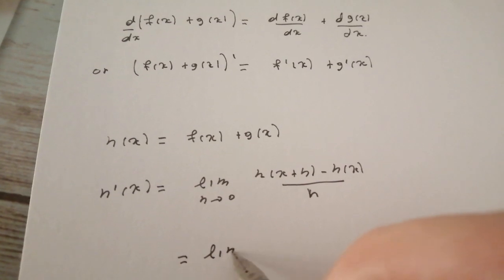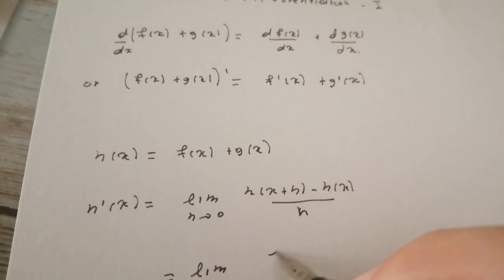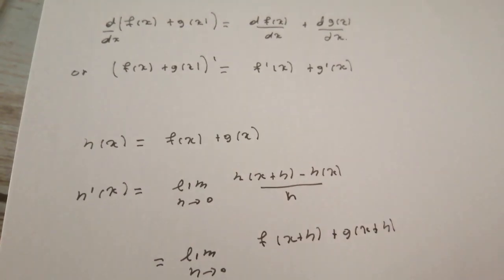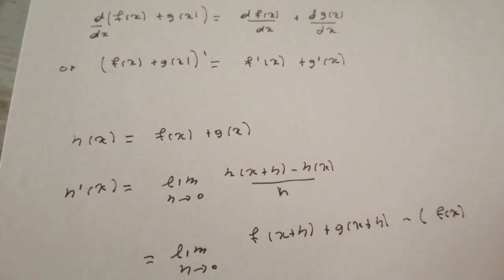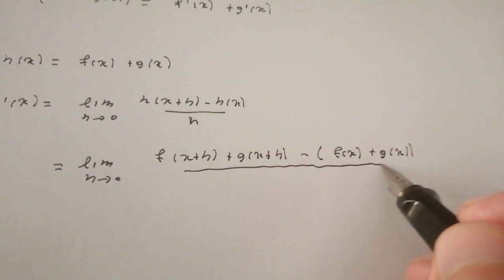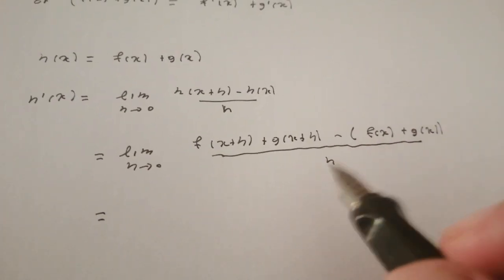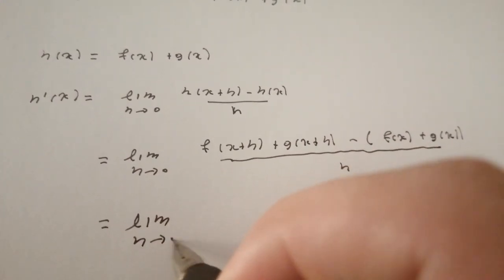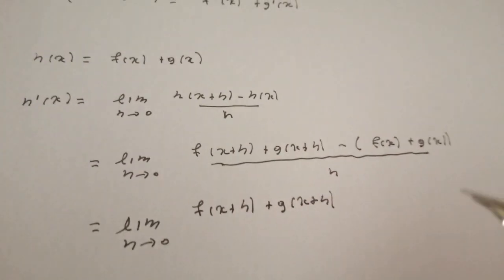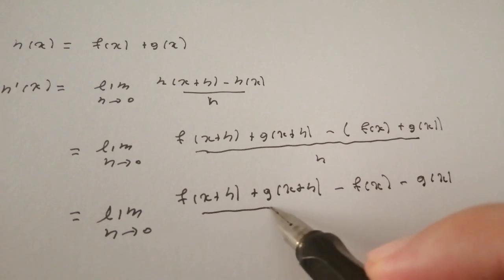So we will substitute here. The function h is the sum of f plus g. So this is f of x plus h plus g of x plus h minus f of x plus g of x, and this is over h, and of course h goes to 0. We will work out the numerator. This is minus f of x minus g of x over h.